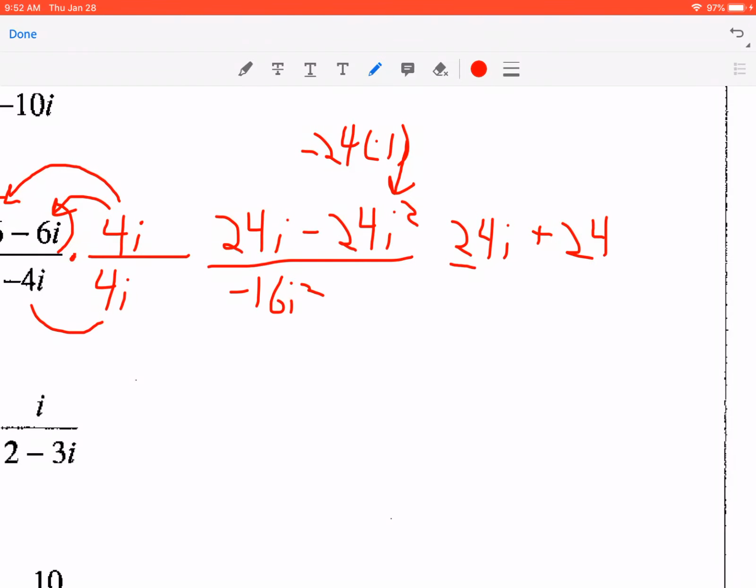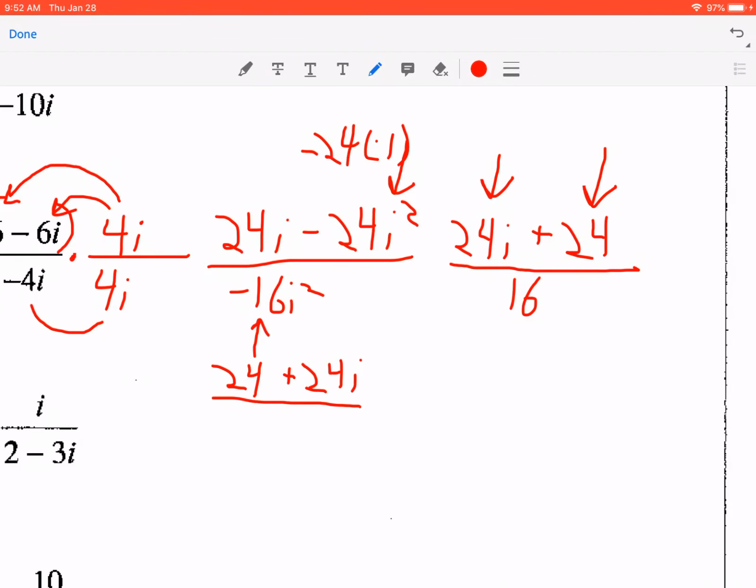These two don't go together. All right, remember, 24 is the real number, 24i is the imaginary. And what's a better way to say this? -16 times -1 is just a positive 16. Now, it should be real number first, then imaginary. So right now, my answer is going to be 24 plus 24i over 16.